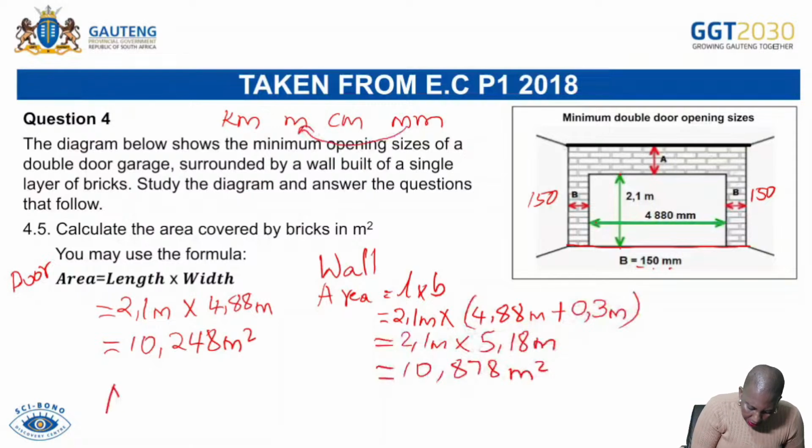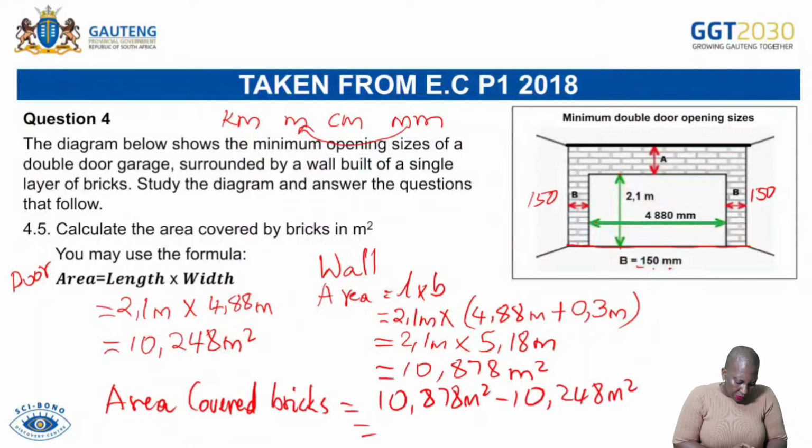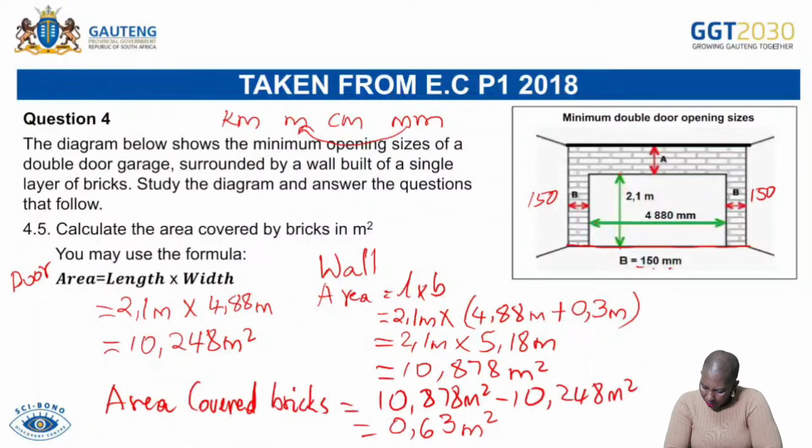So the area for bricks, the area covered with bricks, will be 10,878 meters squared minus 10,248 meters squared, and then the answer will be 0,63 meter squared. That is the area to be covered by bricks.